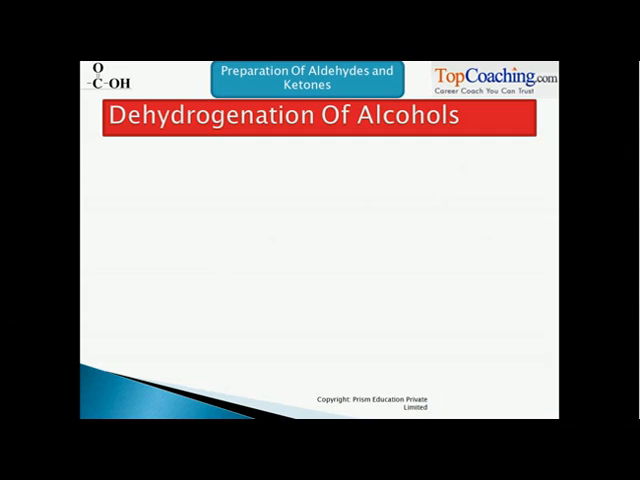Next method of preparation of aldehydes is dehydrogenation of alcohols. So we have a propyl alcohol over here. When passed over copper at a temperature of 300 degrees Celsius, we get propanal.